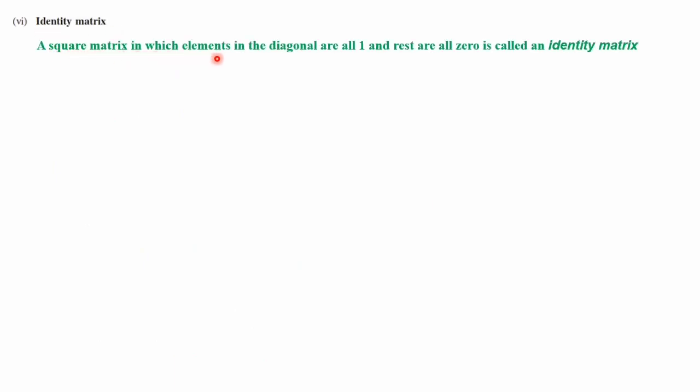Next, we shall discuss the identity matrix. A square matrix in which elements in the diagonal are all 1 and the rest are all 0 is called an identity matrix. So by the definition itself it is quite clear. A square matrix, it is a square matrix means number of rows and number of columns are equal, in which elements in the diagonal are 1 and the rest are all 0.